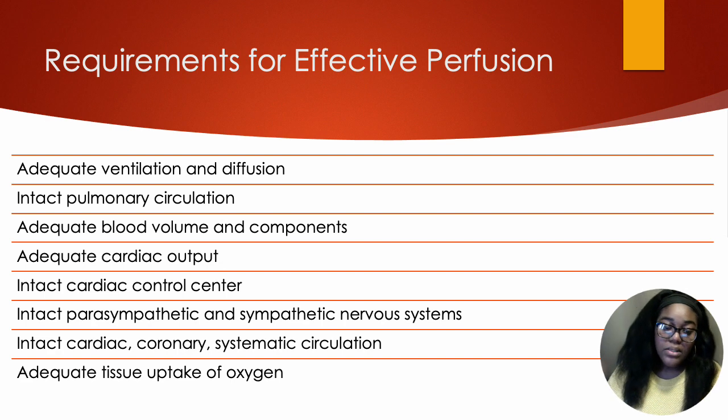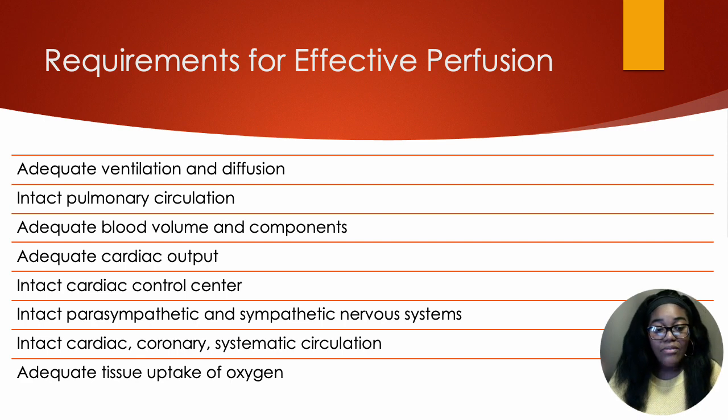So now we'll talk about some of the requirements for effective perfusion. Again, we are talking about getting oxygen to our tissues and organs and what's required for that to be effective. So you have to have adequate ventilation and diffusion. In one of the previous lectures, we talked a lot about what ventilation is and what diffusion is and how breathing helps maintain homeostasis in the body. So that has to be adequate in order for you to have effective perfusion. You have to have adequate oxygen stores in the body in order for you to perfuse well.